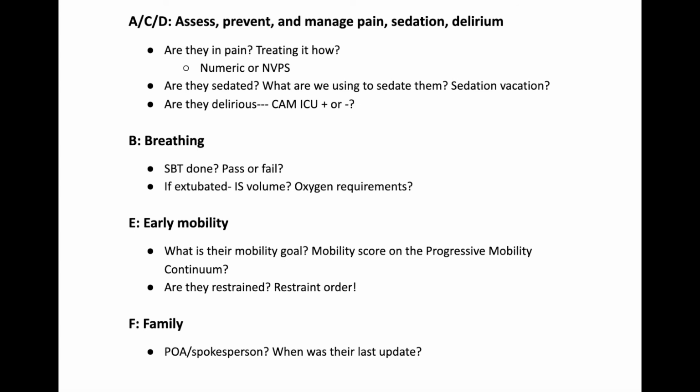His progressive mobility score is level 3. He stood and pivoted out of bed to chair with a 2-person assist. PT-OT has been working with him.